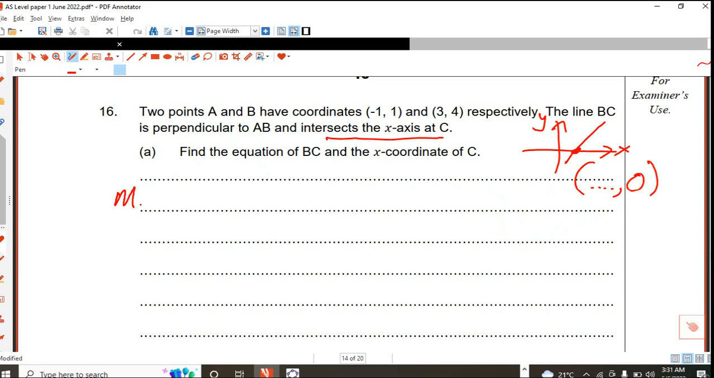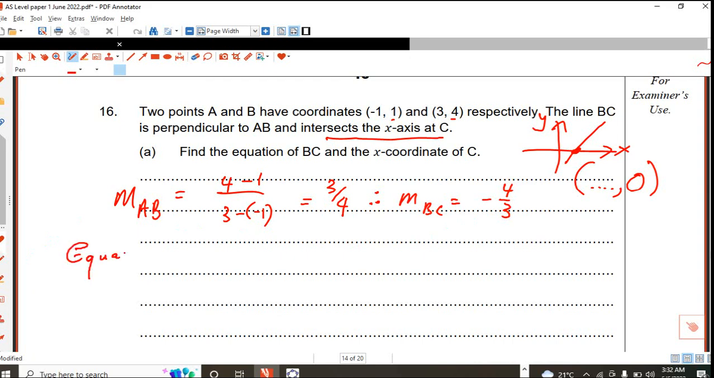So what is the gradient of AB? I have to find the gradient of AB. I say 4 minus -1 over 3 minus -1. So that gives you 5/4. So the gradient then of BC would be -4/5. Same concept I discussed before.